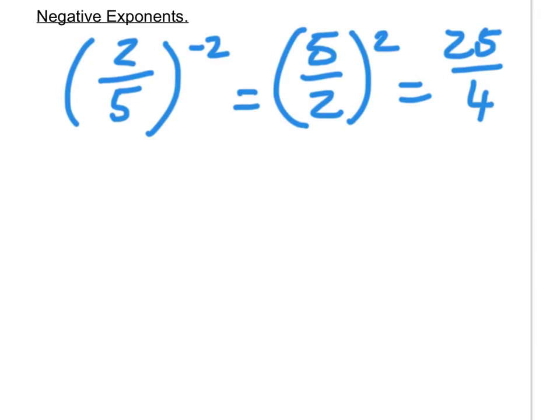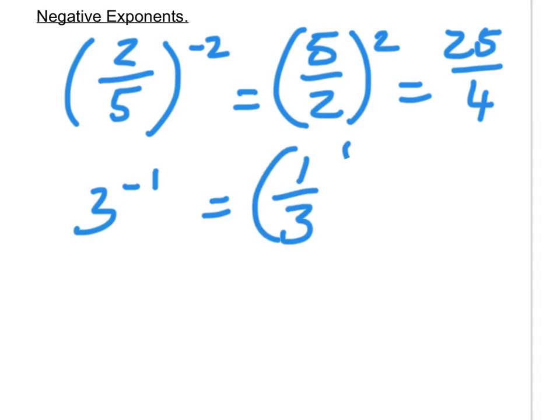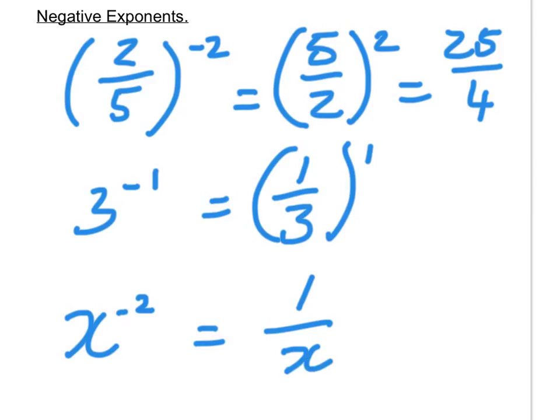If I have 3 to the power of minus 1, well, how do you flip 3? 3 flipped becomes 1 over 3, and it's 1 over 3 to the power of 1. Okay, because the minus is gone because we flipped it. What if I have x to the minus 2? How do you flip x? You flip it in the exact same way as you flip a real number. Okay, you do 1 over x and squared.